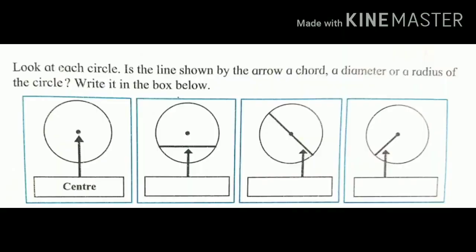Look at each circle. Is the line shown by the arrow a chord, a diameter, or a radius of the circle? Write it in the box below. Draw all the shapes in your notebook.